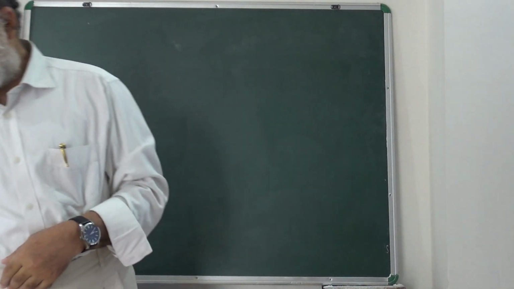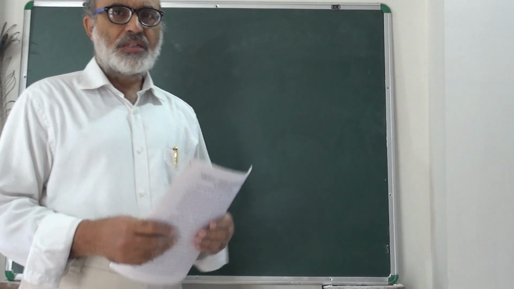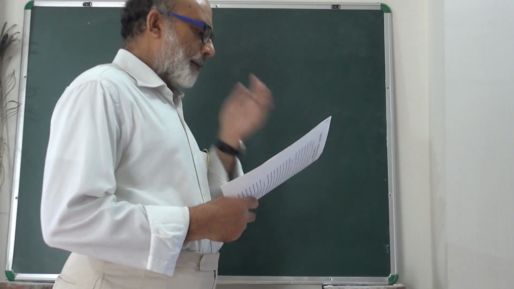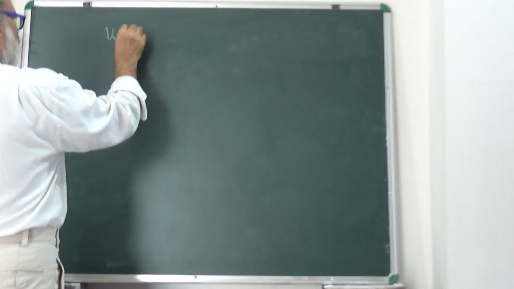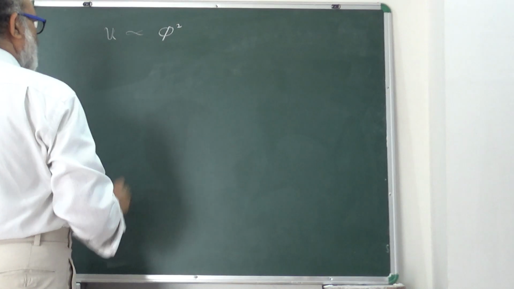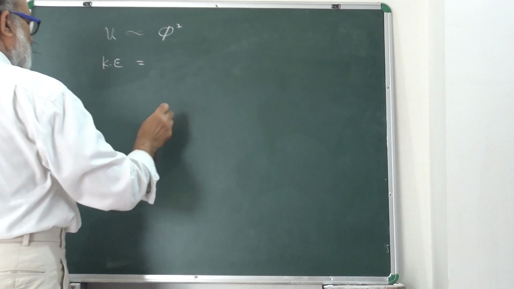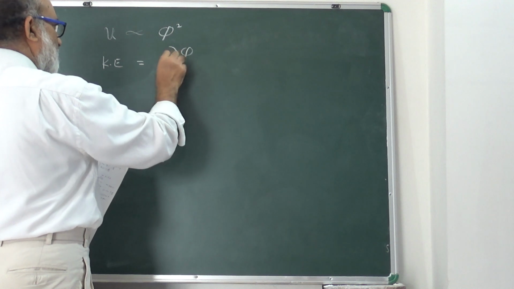In the last class, we discussed the potential energy and kinetic energy for the fields and derived Lagrangians for a scalar field. We found that the potential energy density can be written as the square of the field, and the kinetic energy will be the variation of the field with respect to space and time.